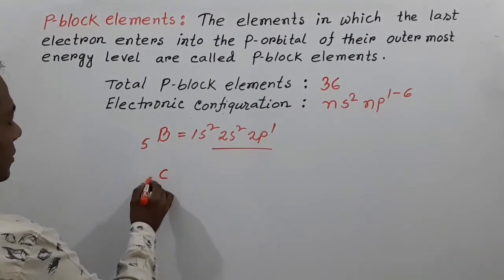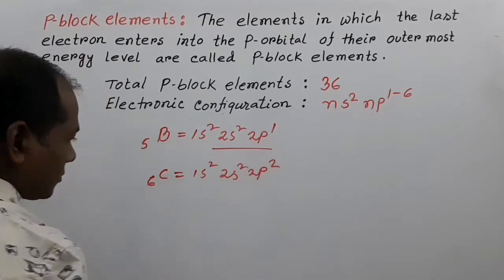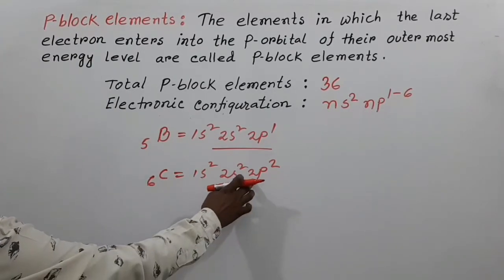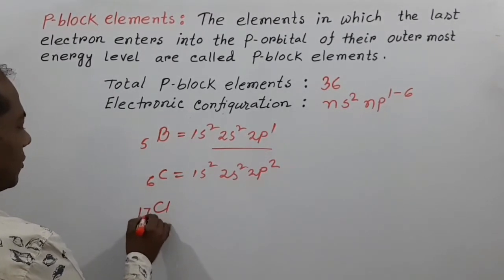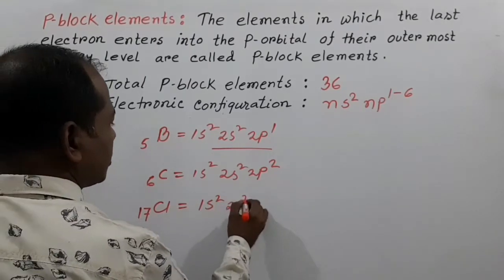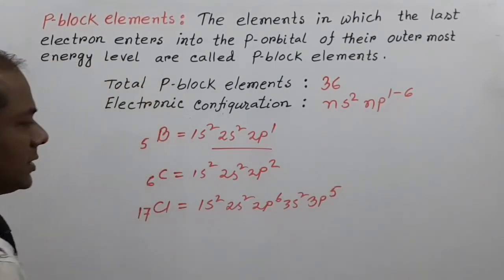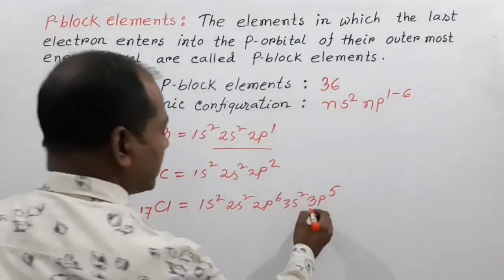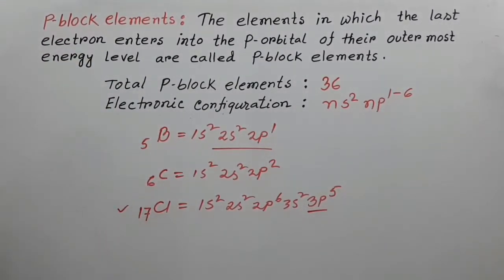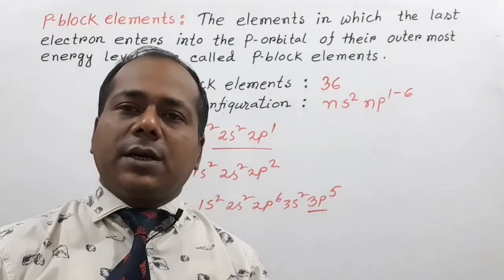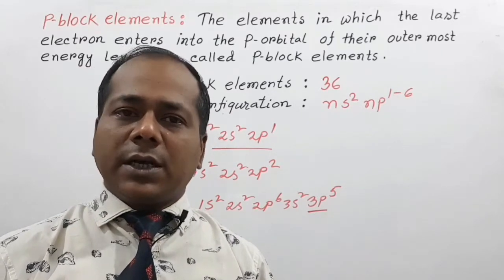For carbon, for example, we can write 1s2 2s2 2p2. This is also a p block element because the last electron enters into the p orbital. And if we write the electronic configuration of chlorine: 1s2 2s2 2p6 3s2 3p5. Here the last electron enters into a p orbital, and that's why this is also a p block element. The p block elements are present in the periodic table from group number 13 to group number 18 except helium.